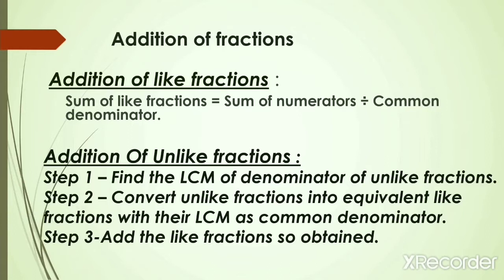Next topic is addition of unlike fractions. In this you have to follow three simple steps. Step 1. Find the LCM of denominators of the unlike fractions. Step 2. Convert unlike fractions into equivalent like fractions with their LCM as common denominator. Step 3. Add the like fractions so obtained. Similarly, you can add mixed fractions also. In the next video clip, you will understand how you are going to add like, unlike as well as mixed fractions. Student, just have a look.